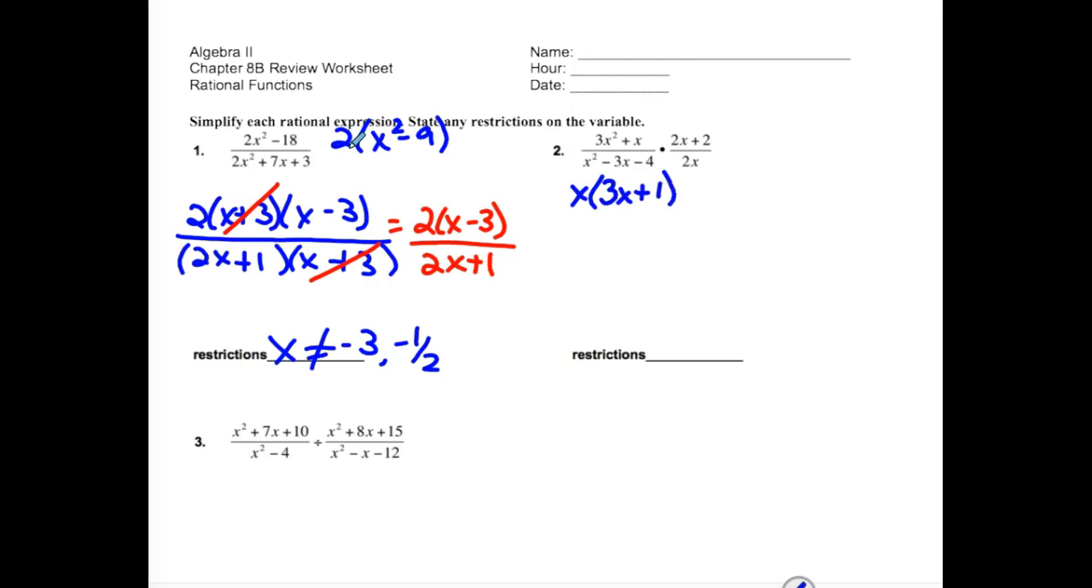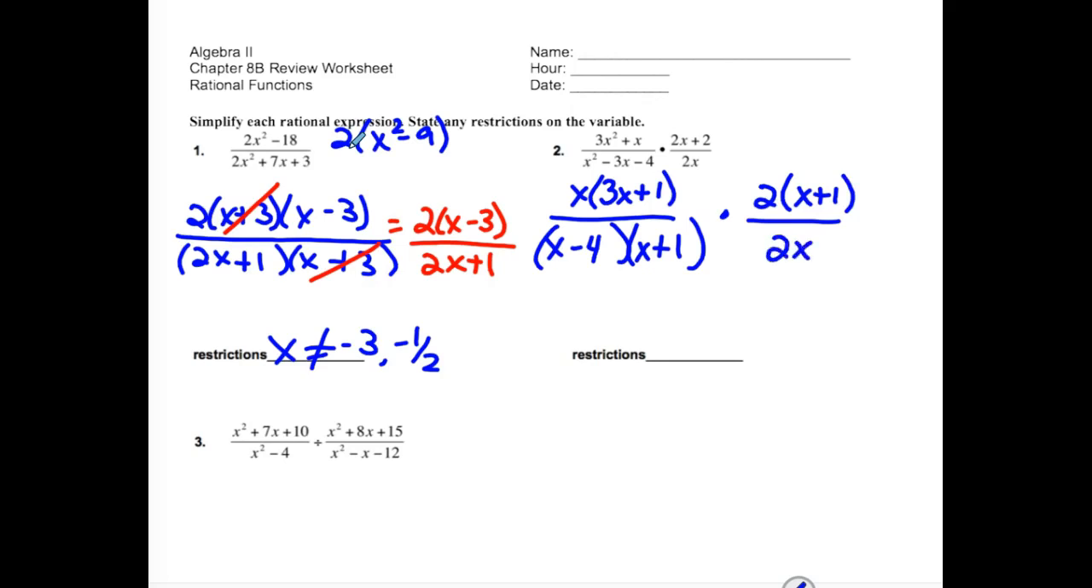Good. Denominator, how does it factor? I heard x minus 4, x plus 1. Does that work? Okay. In the second fraction, numerator, what can we do? Take out a 2. We are left with an x plus 1. Denominator is 2 times x. It's just a monomial. There's nothing to factor.